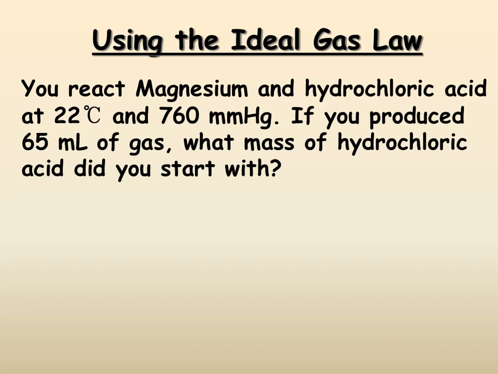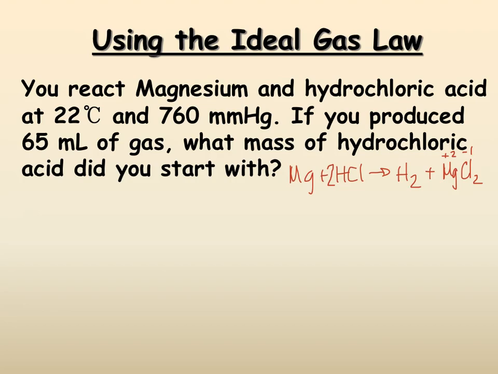So we have you react magnesium and hydrochloric acid at 22 degrees Celsius and 760 millimeters of mercury. If you produced 6.65 milliliters of gas, what mass of hydrochloric acid did you start with? So this is that same equation that came from our molar volume lab. We have magnesium plus hydrochloric acid makes hydrogen gas, which is diatomic, plus MgCl, and then to cancel out charges, there's a -1 and a +2, so I need 2 chlorines, which means to balance, I need a big 2 in front of HCl.